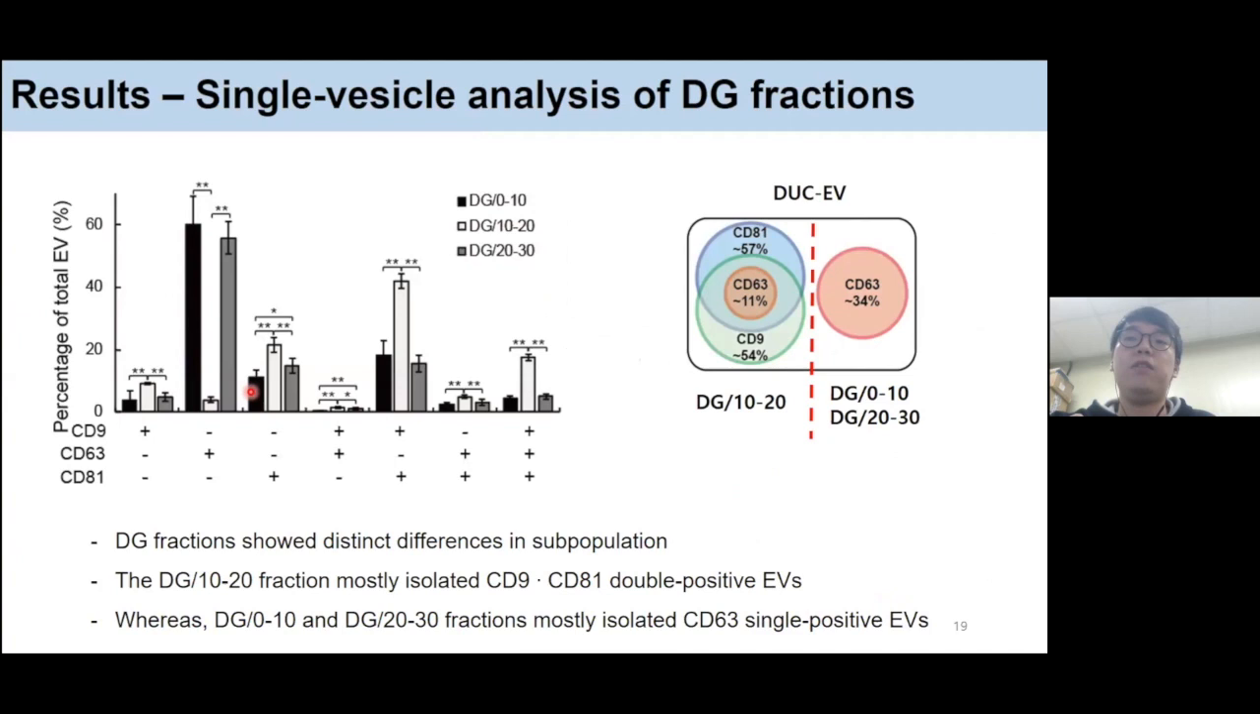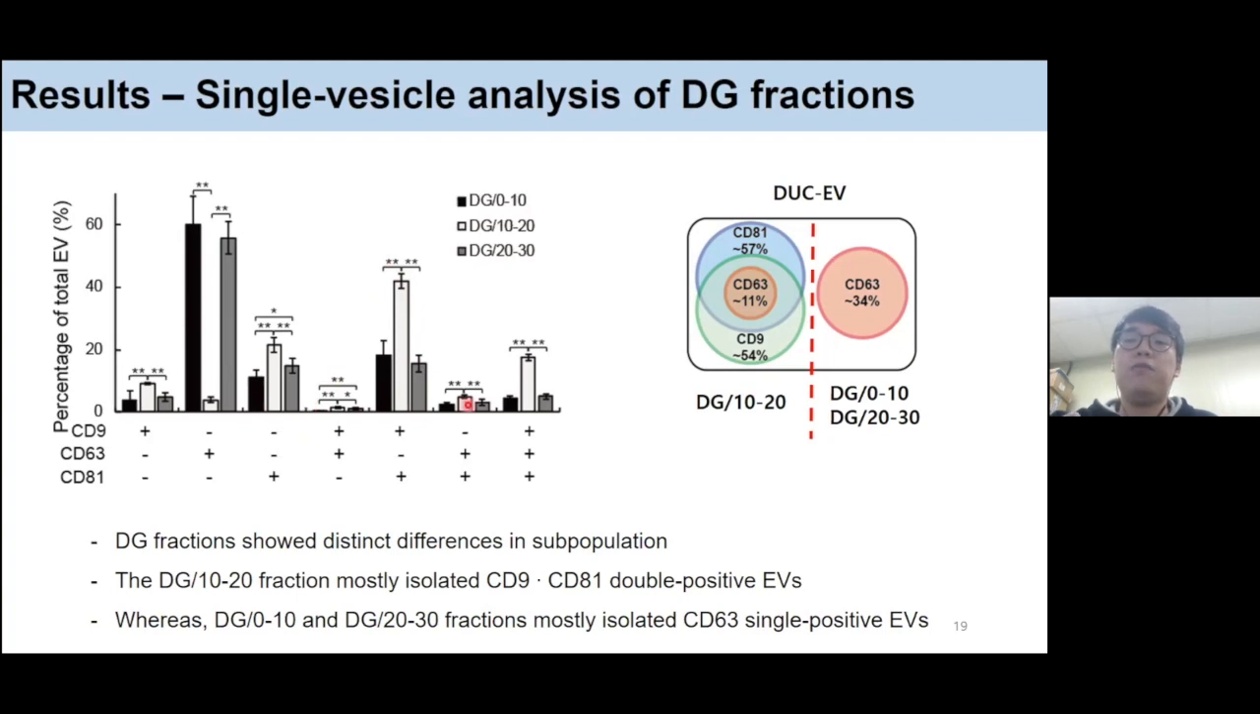When EV subpopulations of density gradient fractions were further analyzed using tetraspanin co-localization, we could figure out that the EV populations of the 10 to 20% fraction were completely different from the EV subpopulations of the 0 to 10 or 20 to 30% fractions. The most distinct difference was the CD63 single positive population. More than half of the EVs from the density gradient 0 to 10 and 20 to 30 fractions were CD63 single positive. The density gradient 10 to 20 fraction only had less than 5% of them. On the other hand, while almost half of the EVs from the density gradient 10 to 20 fraction were CD9 and 81 double positive, less than 20% of EVs from the density gradient 0 to 10 and 20 to 30 fractions were CD9 and 81 double positive.